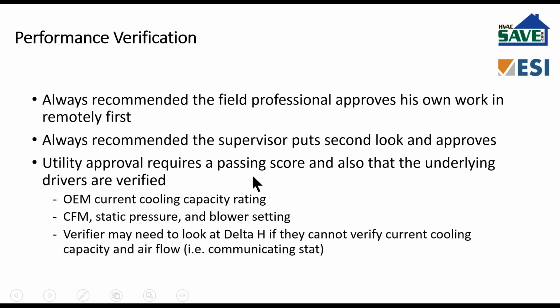Now, when they receive it, here's what they're going to do. They're going to look at the score, and make sure that it has a passing score, and then they're also going to verify the underlying performance drivers. One they're going to look at is the OEM current cooling capacity. Okay? Is it correct? This is the mark. This is what the OEM says. This is how we need to compare performance. Are you using it? Sometimes contractors don't use it. That's an indication to the utility as to whether or not you're using the OEM data. Attention to detail, thoroughness. They'll verify that number.